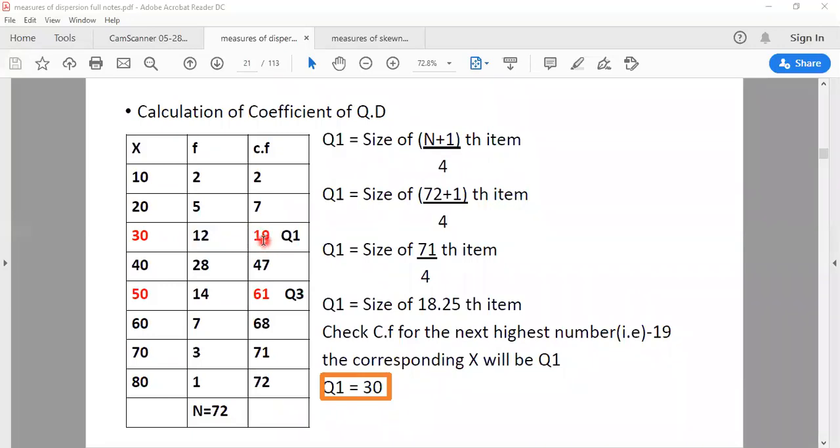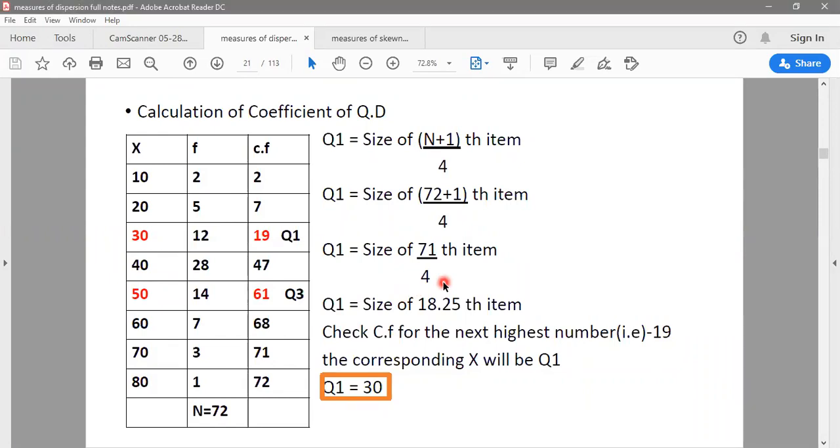There's no problem. So the cumulative frequency here is where I realized many of them made the mistake. Many of them took 19 as Q1 instead of the X value. Please don't make that mistake again. 19 is just a cumulative frequency for you to realize that 30 is the Q1. Similarly for Q3, 61 is not Q3, but the corresponding X value 50 will be the Q3. So that is your quartile deviation.